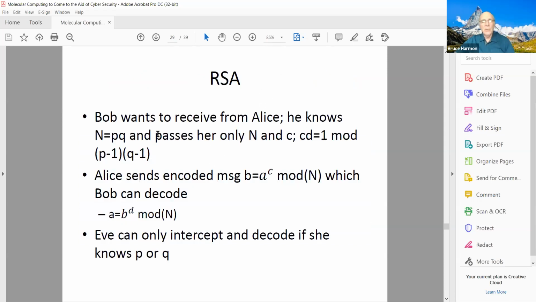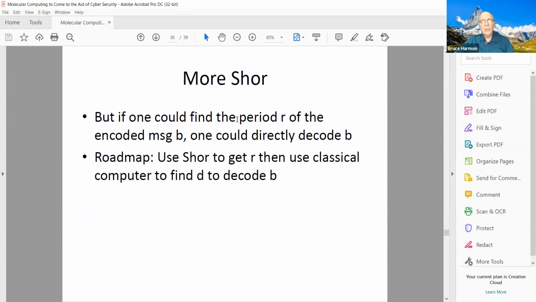RSA then is this notion that N is equal to PQ, and Bob wants to receive from Alice, he passes only N, but there are tricks using modular arithmetic that will let coding and decoding take place based on that N. So Eve can only intercept and decode if she really knows P or Q. But what Shor did, he said, if you could find the period R of the encoded message B, then he could directly decode B and then pull it back and get P or Q. So roadmap, use Shor to get R, the period, and then use a classical computer to find D and decode B.